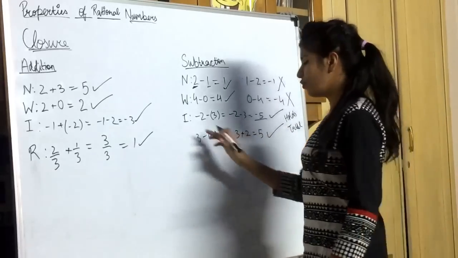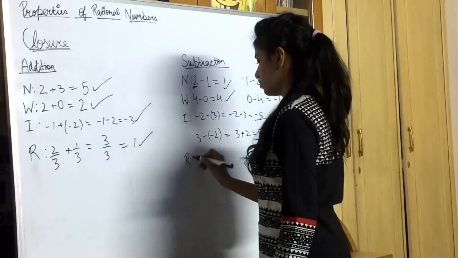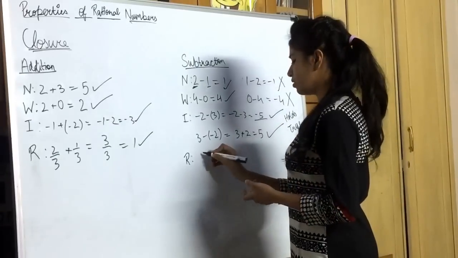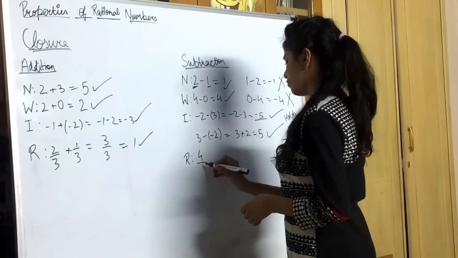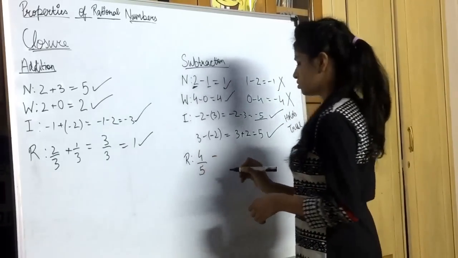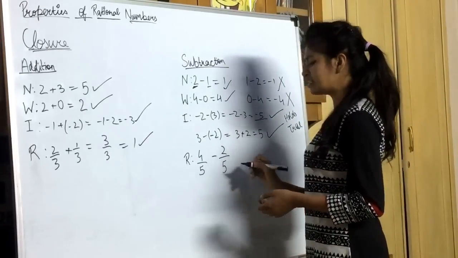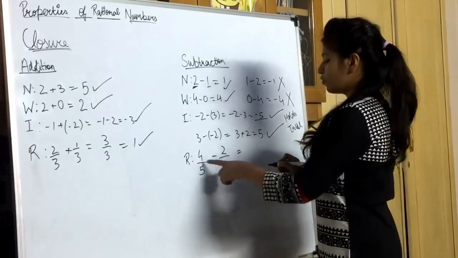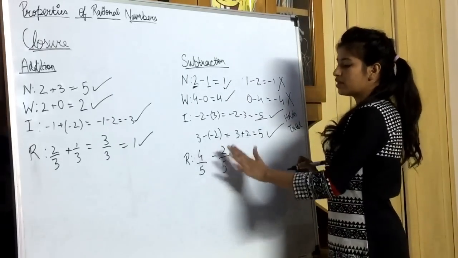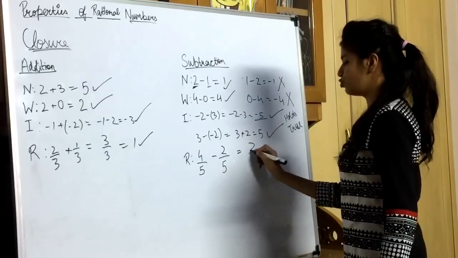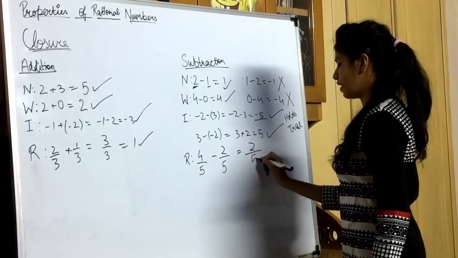Okay. Now for rational numbers. Let's take an easy rational number. Let's take 4 by 5 minus 2 by 5 again. Easy numbers. So 4 minus 2, since the denominator is the same, we consider the numerator. 4 minus 2 gives us 2 upon 5.